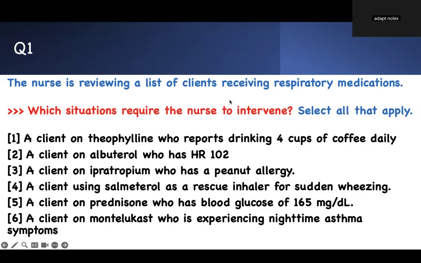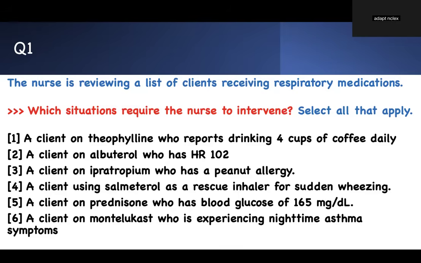A client on prednisone who has a blood glucose of 165. Steroids increase your glucose level. This is an expected finding. We don't need to do anything. A client on montelukast who is experiencing nighttime asthma symptoms. Same thing. Montelukast is for long term. If you are experiencing asthma symptoms at night, you need a rescue agent. This patient needs some teaching. Who should we intervene on? Number 1, number 3, number 4, and number 6.